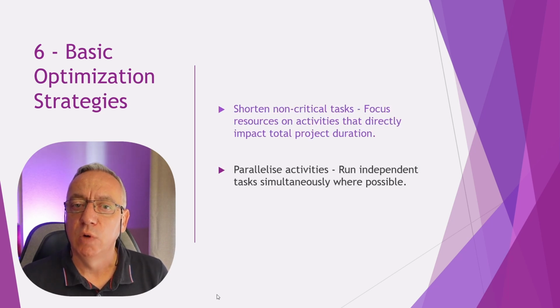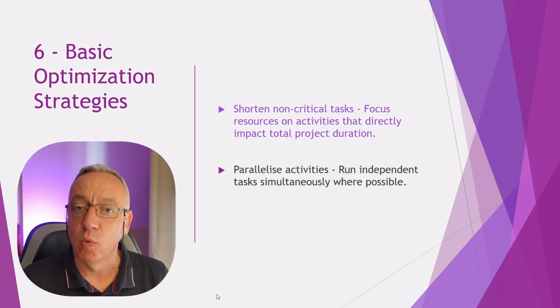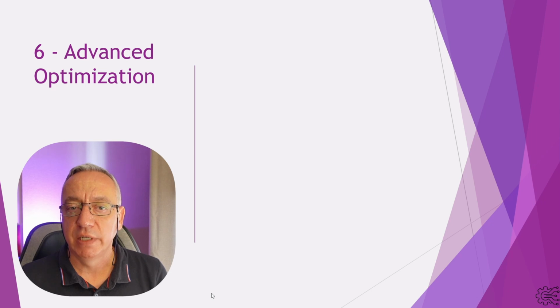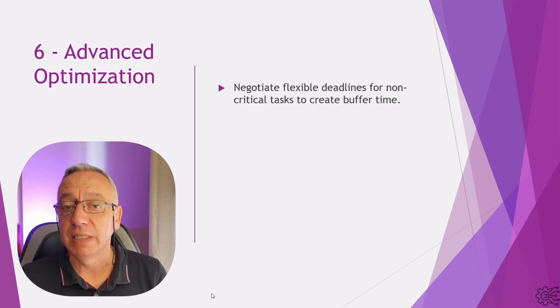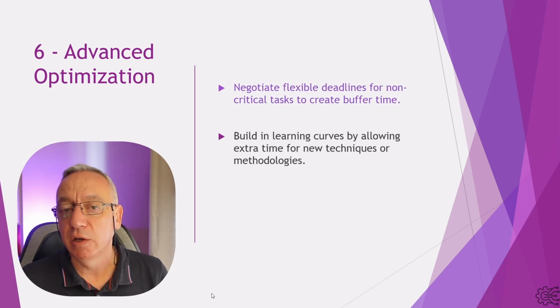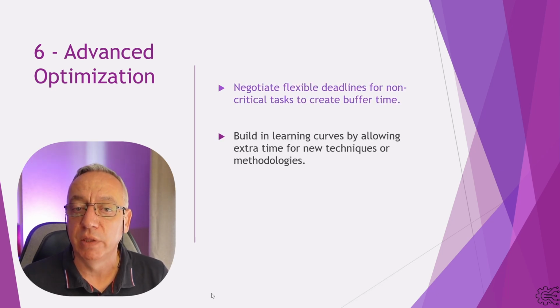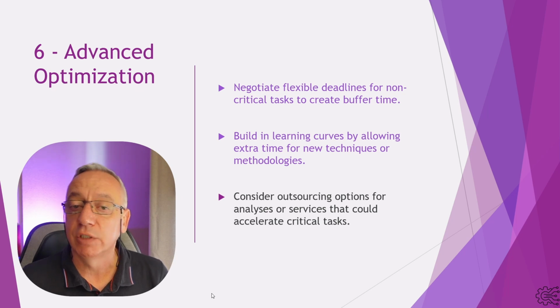You can try to parallelize activities, that is, run independent tasks, tasks that are not interdependent, simultaneously when this is possible. That may require more resources or more people. It is up to you to decide if this is possible. Advanced optimization techniques include negotiating flexible deadlines for non-critical tasks to create buffer time, building a learning curve by allowing extra time for new techniques or methodologies, and finally, considering outsourcing options for analysis or services that could accelerate critical tasks. This is for things that you're not an expert in. Maybe someone else can do it for you.